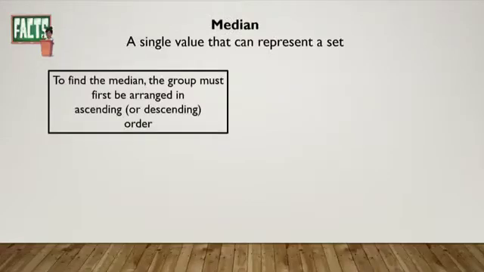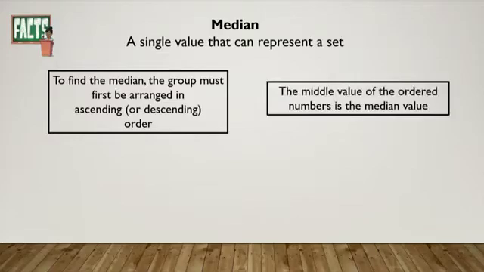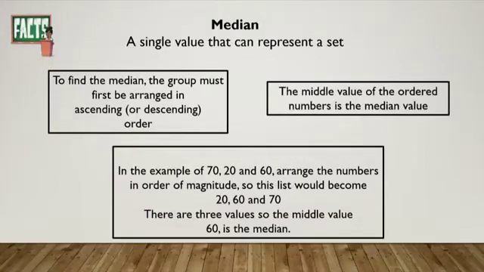So if you want to find the median, the group must first be arranged in order. You can arrange them in ascending or descending order. It really doesn't matter. You still get the same value for the median. So the middle value of the ordered set, that value is what we call the median. So here's an example.